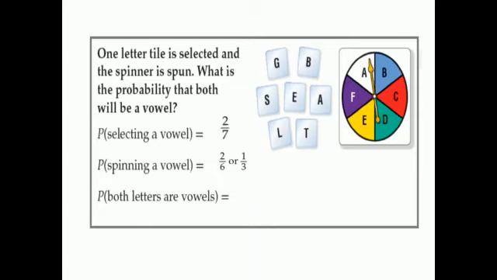Next question, both letters are vowels. So from these sections, you have to take both. So 2 by 7 multiplied by 1 by 3 is equal to 2 by 21.